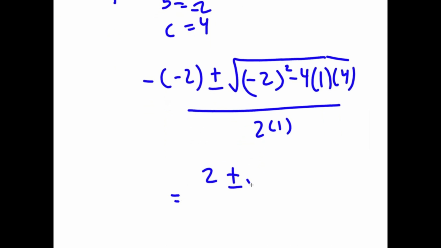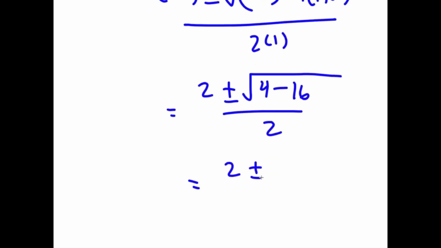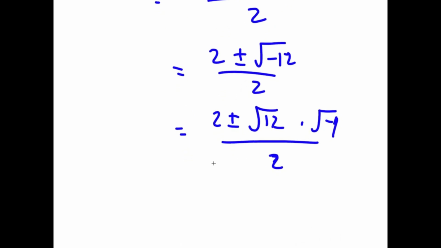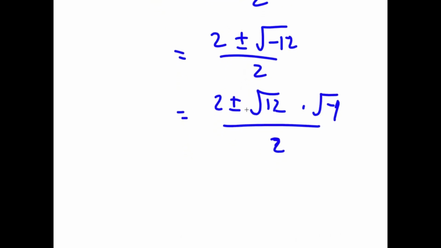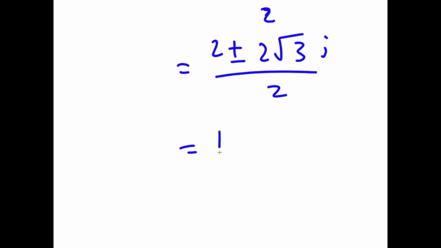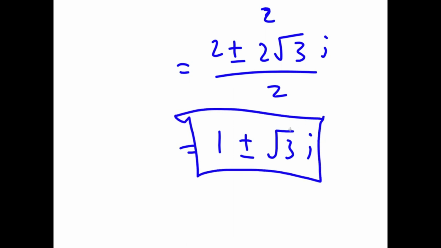Now this is equal to 2 plus or minus the square root of 4 minus 16 all over 2, which is equal to 2 plus or minus the square root of negative 12 over 2. And the square root of negative 12, that's equal to the square root of 12 times the square root of negative 1 over 2. And the square root of 12 simplifies to 2 root 3. And the square root of negative 1, that's simply i. So I have this over 2. Now if I divide both sides by 2, I get 1 plus or minus the square root of 3 i. So these are my two solutions.